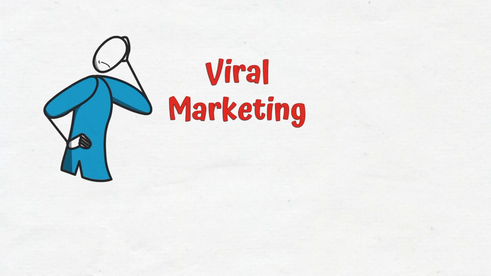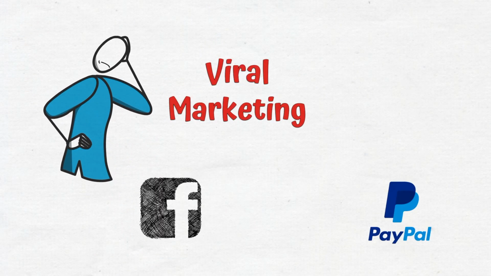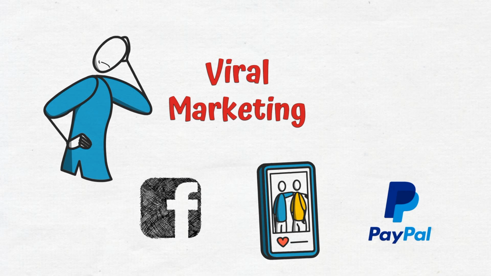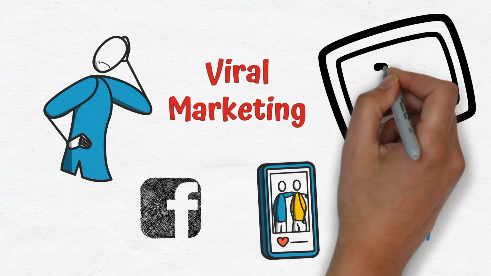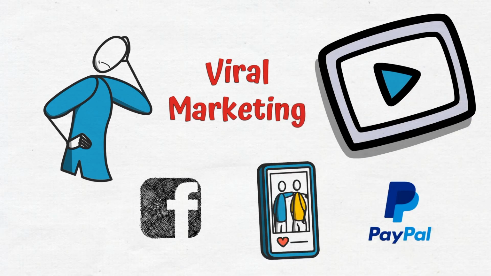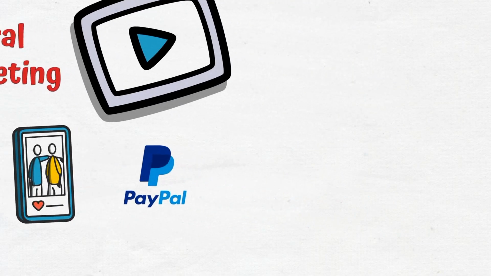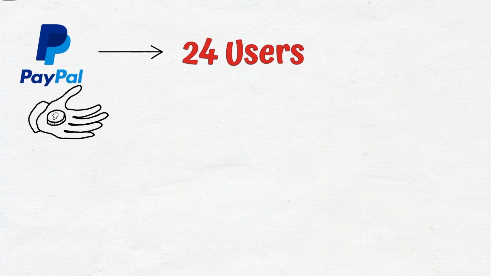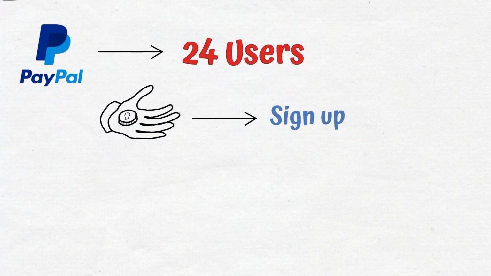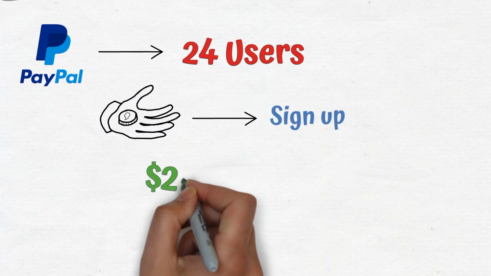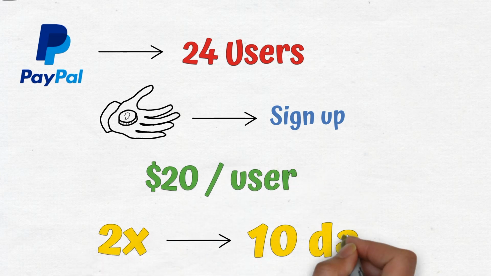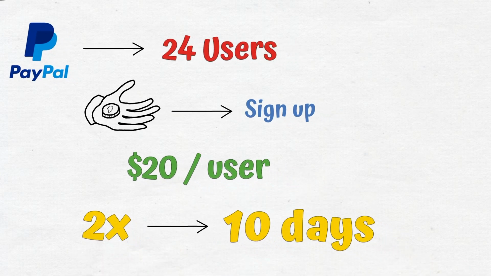What's viral marketing? Products like Facebook and PayPal grew quickly because users shared them with friends or made payments, inviting more people to join. Funny YouTube videos spread quickly because people share them with friends almost instantly. PayPal started with just 24 users and found that traditional advertising was too costly. Instead, they paid people to sign up and refer friends, which led to rapid growth. It cost them $20 per user, but their user base doubled every 10 days, quickly reaching hundreds of thousands.